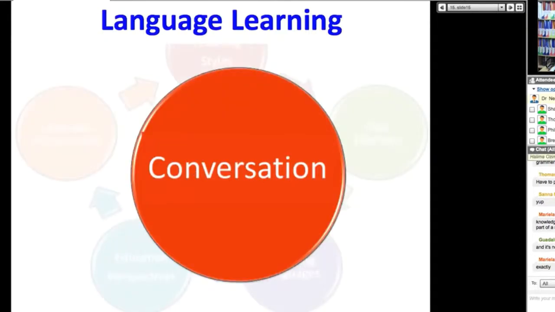Conversation. All right, this is a relatively new theory. And it means exactly what it says. It means that you learn a language through conversation. So I'm sure you've, maybe with a combination of behaviorism, but it's through talking. So you talk, and you get better. First, you need the vocabulary, of course, to be able to talk. But you learn the vocabulary and the grammar through conversation.